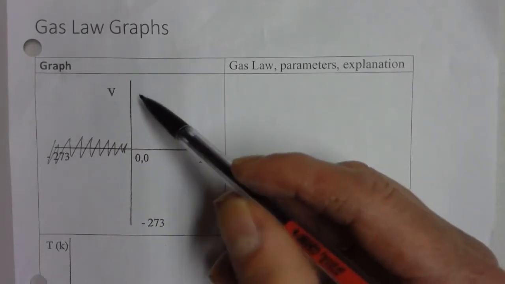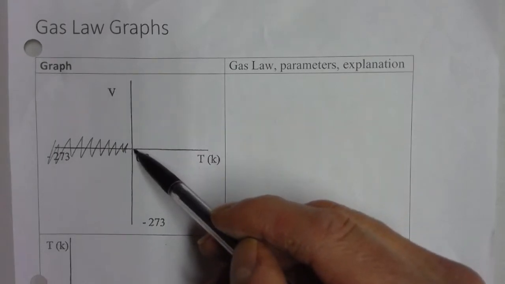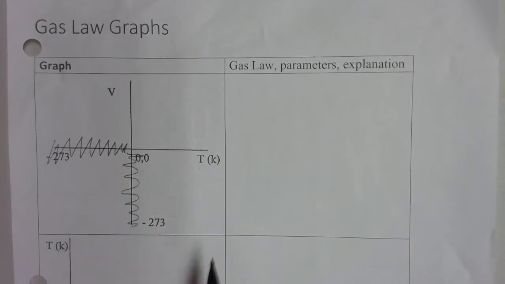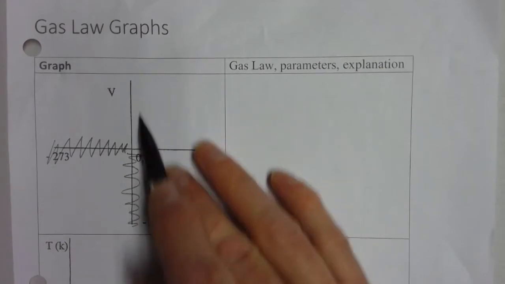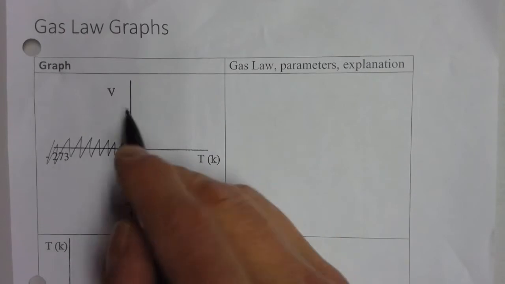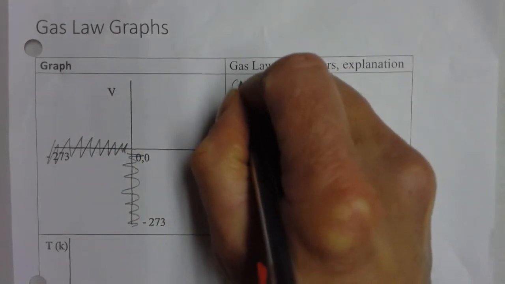And same is true for the volume. You cannot have less than 0 volume, so this whole negative y-axis is invalid. We should only be graphing in this first quadrant. And the relationship that is volume and temperature, that is Charles' law.